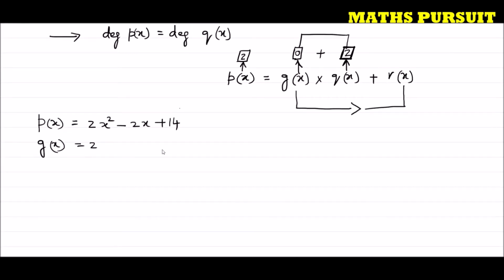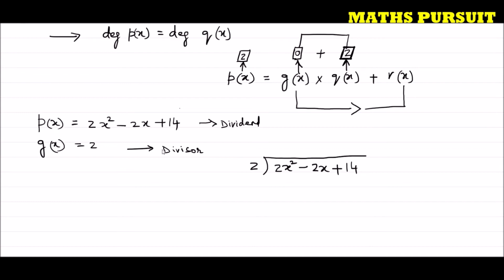We very well know that this is our dividend, and this is our divisor. So let us divide the polynomial p(x) by the polynomial g(x). Now let us do our division process so that we can get q(x) and the remainder r(x). The polynomial that we have considered is 2x^2 minus 2x plus 14, and we are going to divide this polynomial by 2.